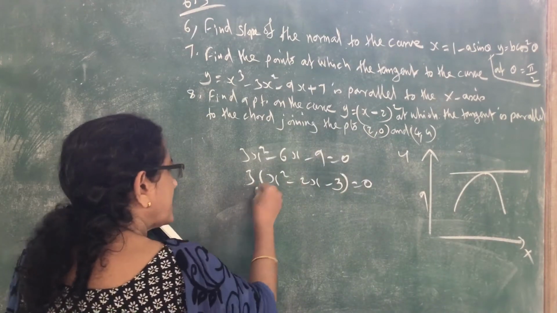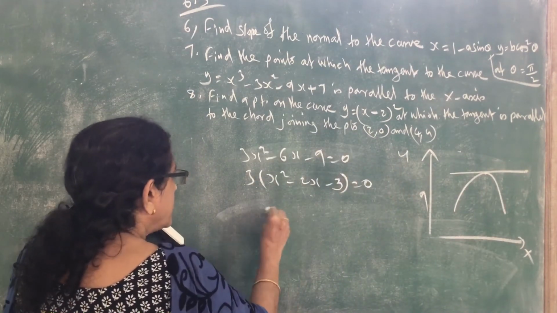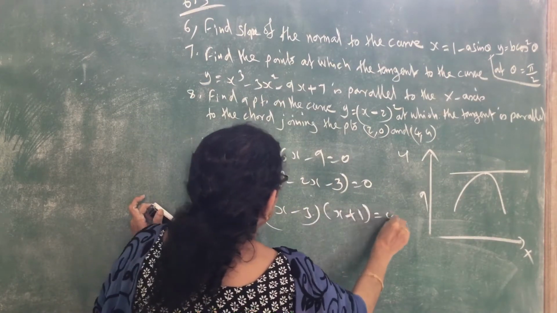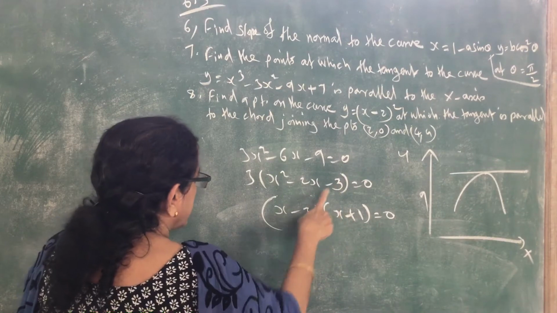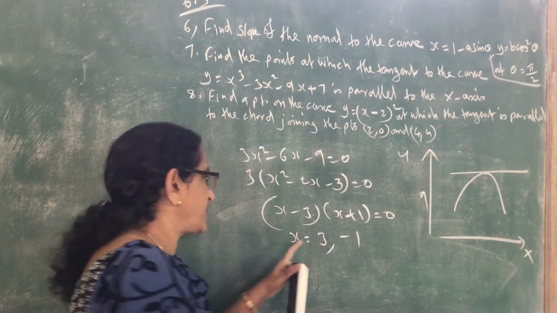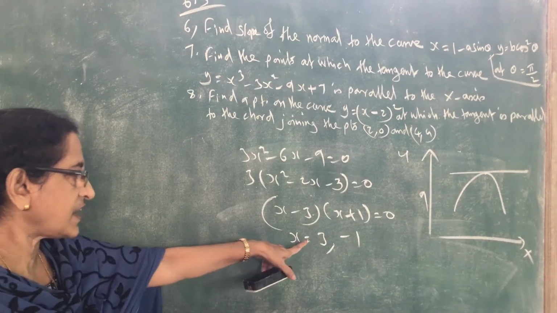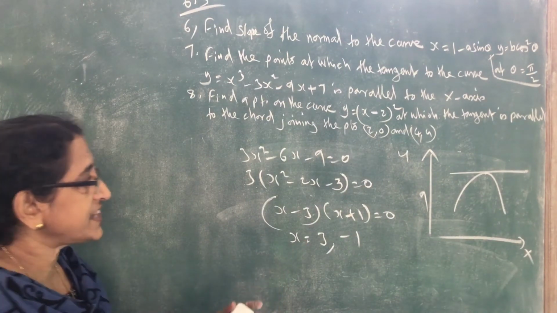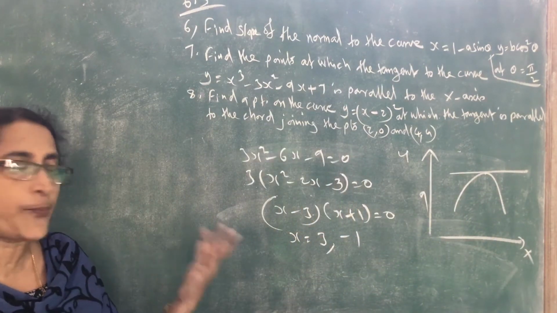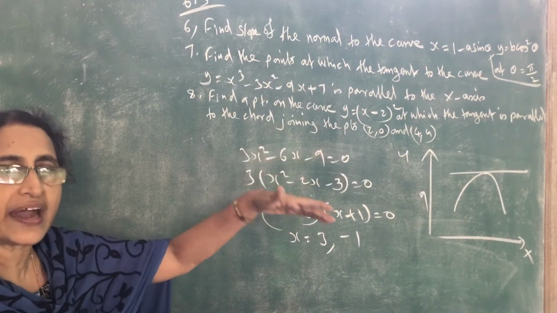So 3 we can take to this side and cancel. So (x − 3)(x + 1) = 0, since −3 × 1 is −3 and −3 + 1 is −2. So x = 3 or x = −1. These are the values of x at which the tangent is parallel to the x-axis. There are two values, therefore there are 2 points at which the tangent is parallel to the x-axis.